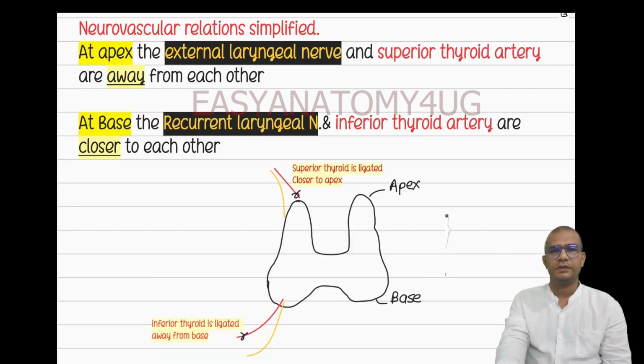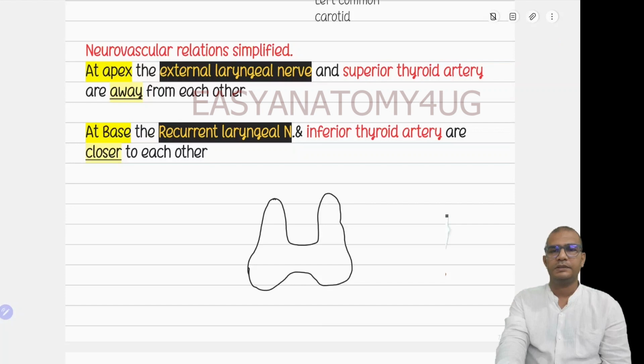Let us discuss the neurovascular relations of the thyroid gland. At the apex of the thyroid gland, there is external laryngeal nerve and superior thyroid artery. These are together, but these are away from each other near the apex. At the base, the two structures are recurrent laryngeal nerve and inferior thyroid artery. These are closer to each other near the base as shown in the diagram. Let us understand this through drawing the diagram.